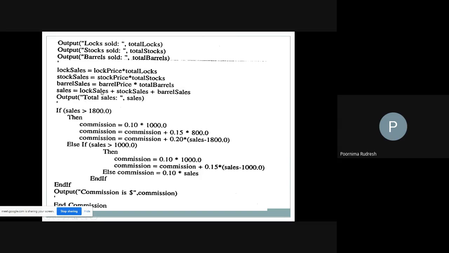Log sales is $90, stock sales is $90 plus $50. How much is it equal to? $230. So what is the total sales? It is equal to $230.